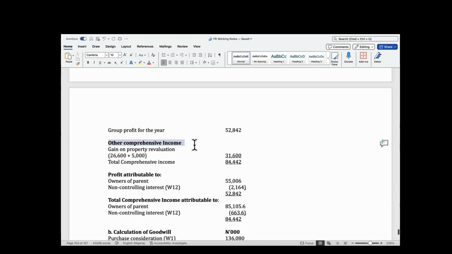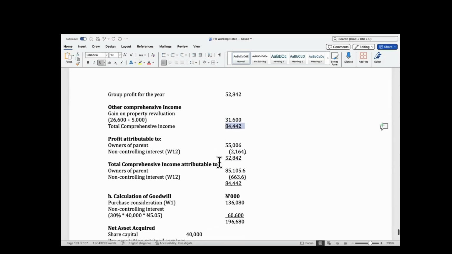Then other comprehensive income. There I have gain on property revaluation. I add it together, 26 plus 5,000, which gives me 31,600. So if I sum this together, I would get 84,442. So I can then share these profits.